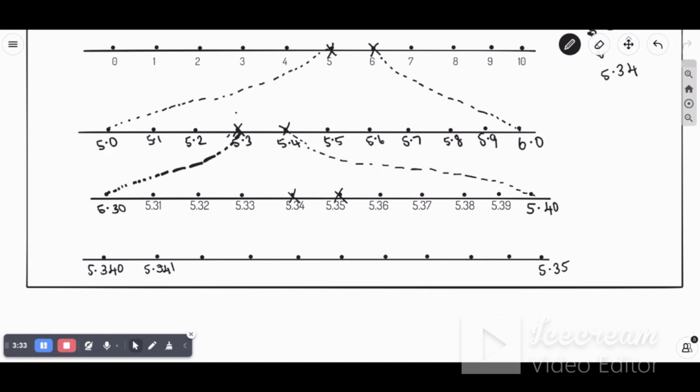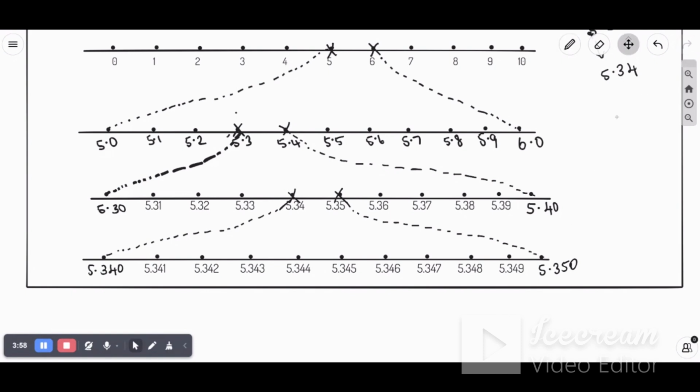Let me fill the numbers in. So I have written after 5.340, 5.341, 5.342, 5.343 till you get 5.349 and here 5.350. So match your 5.34 and 5.340. Use the scale again and then match this 5.345 and 5.3450. Now, what is your question again?